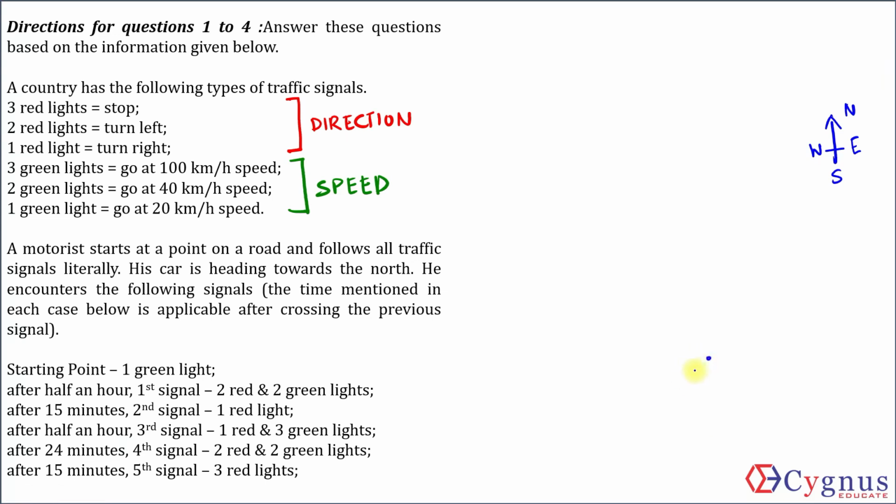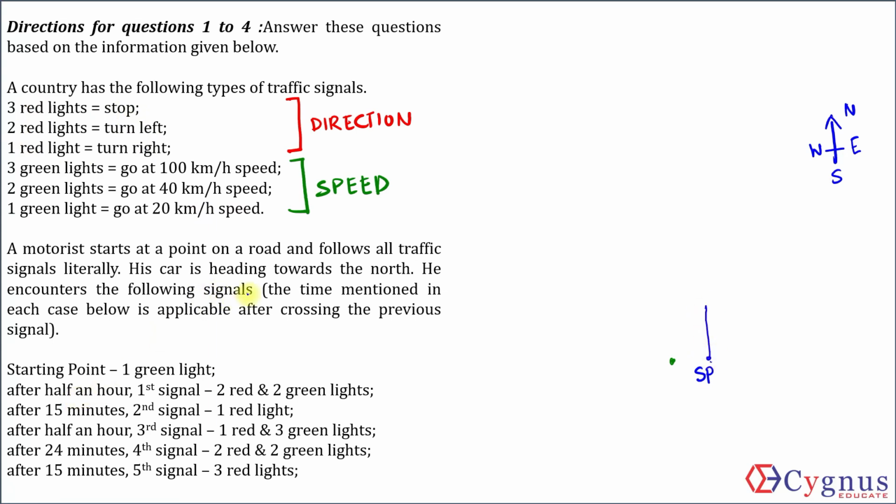Starting point, he gets 1 green light. 1 green light means travel at a speed of 20 kilometers per hour. Because there's no red light, I'll neither turn left nor turn right nor stop. I'll go straight at 20 kilometers per hour. For how long? I don't know.